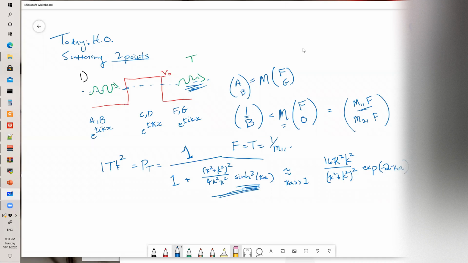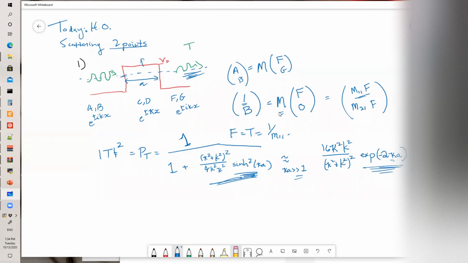So basically, when this condition is fulfilled, you get an exponential decay of the transmission amplitude, which makes perfect sense. The size of the barrier is A. So it makes sense that as you either make the barrier higher, which would increase kappa, remember that's related to the square root of the difference between V and E, or you make it wider, then your transmission probability gets exponentially suppressed.